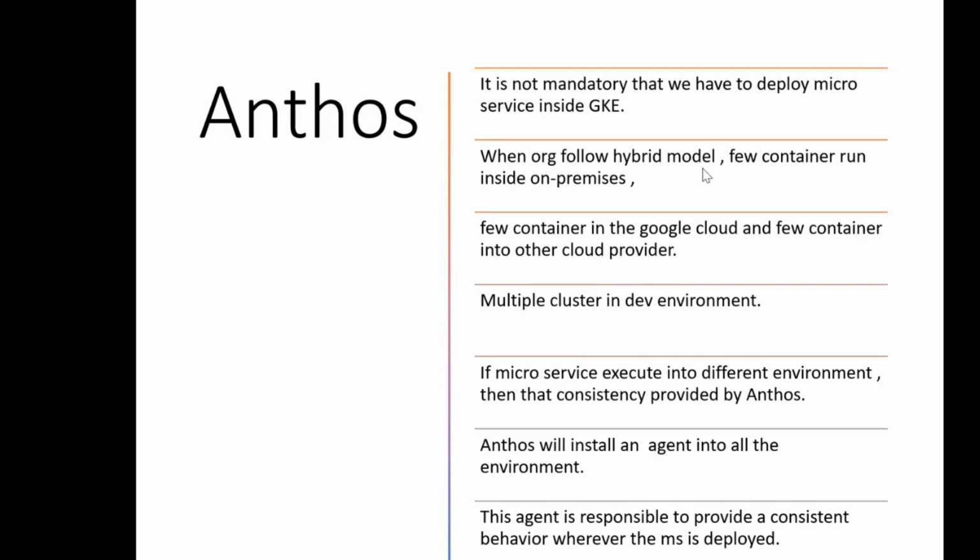So when an organization follows the hybrid model, a few containers run inside on-premises, a few containers in Google Cloud, a few containers in another cloud provider. That means multiple clusters in the deployment environment. My request is passing through multiple microservices, and multiple services are running in multiple clusters in different clouds. So if microservices execute in different environments, the consistency is provided by Anthos.